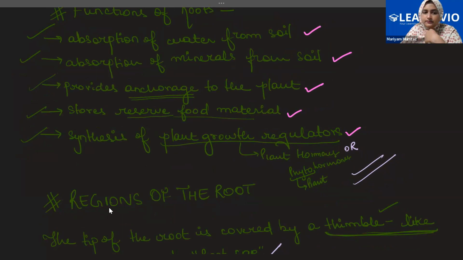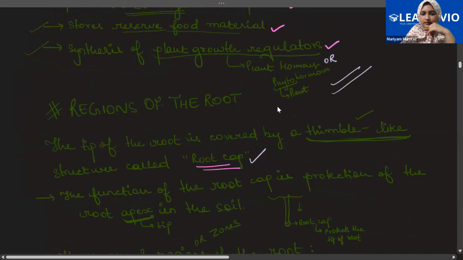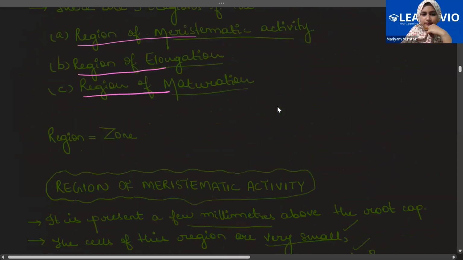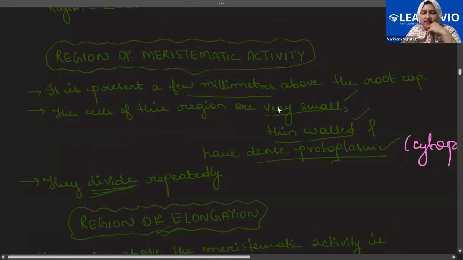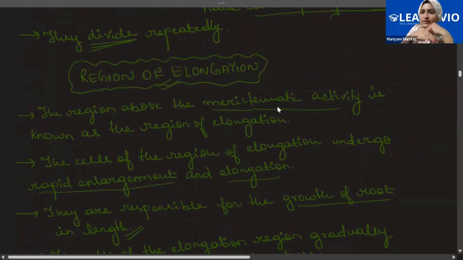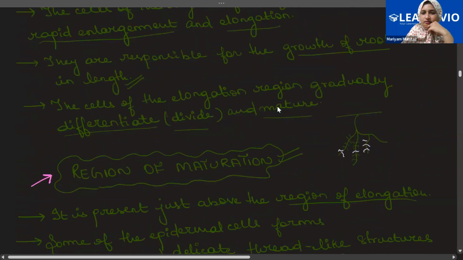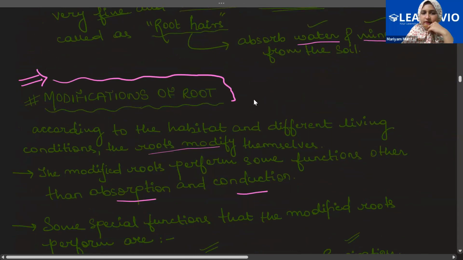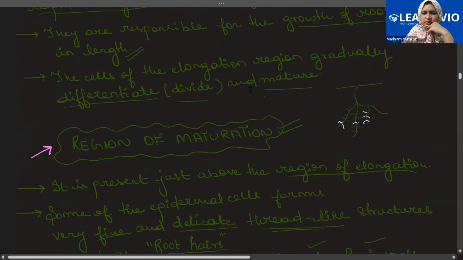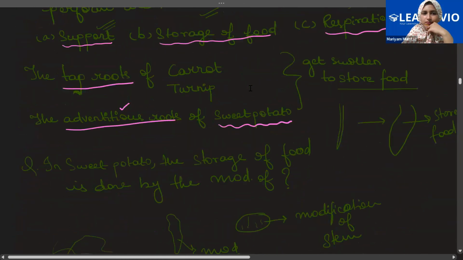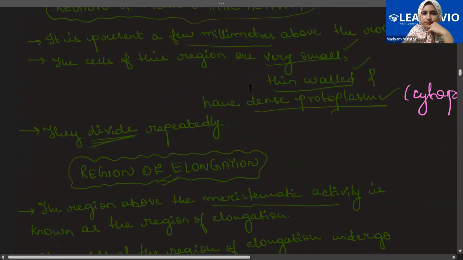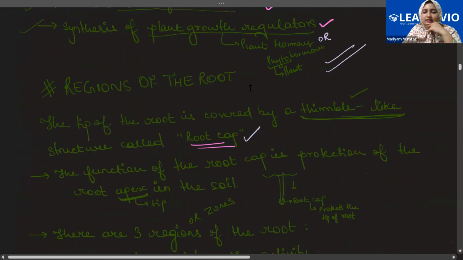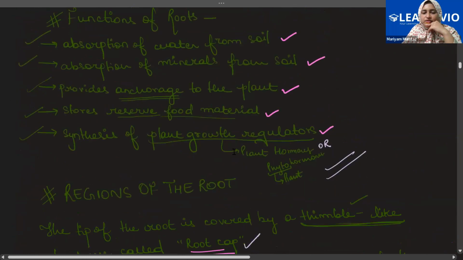Ma'am, we have to start writing the regions of the root. I did not explain the regions of each of the zones like elongation, maturation, right? Or have I explained? Ma'am, you explained till the modifications of the root, functions of the root. Okay, so I'll start with the regions of the root.